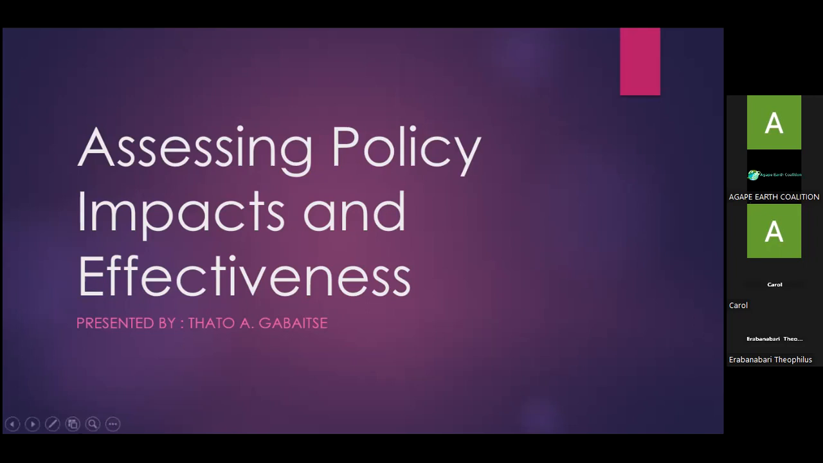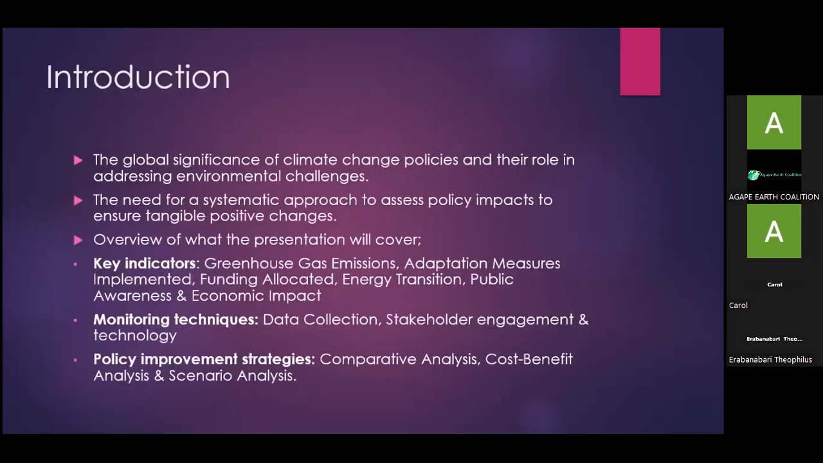Thank you for joining in today's session, which is a series of trainings on the road to COP as we are preparing for our campaigns, our community projects, and moving forward post-COP. So on today's session, we'll be sharing on policy assessment and the impacts and its effectiveness.